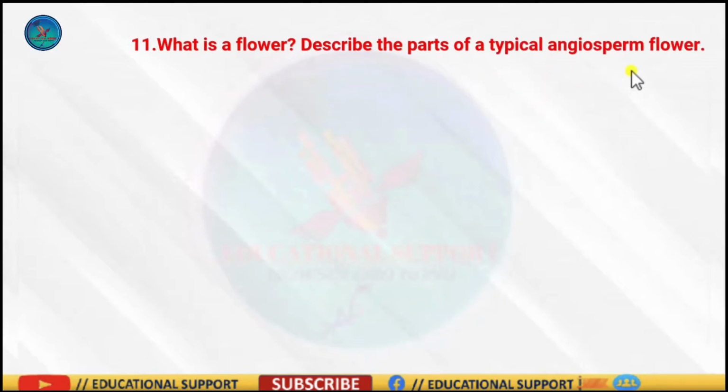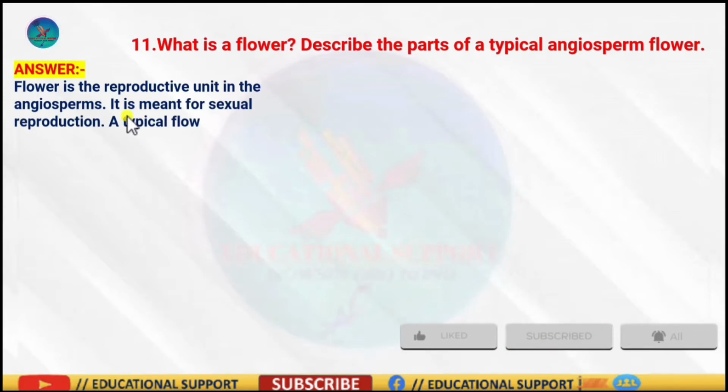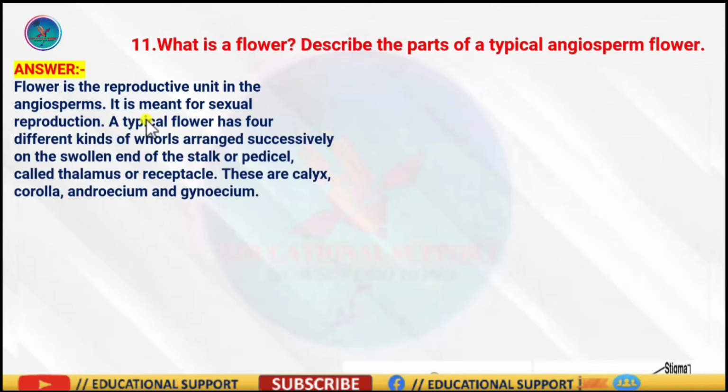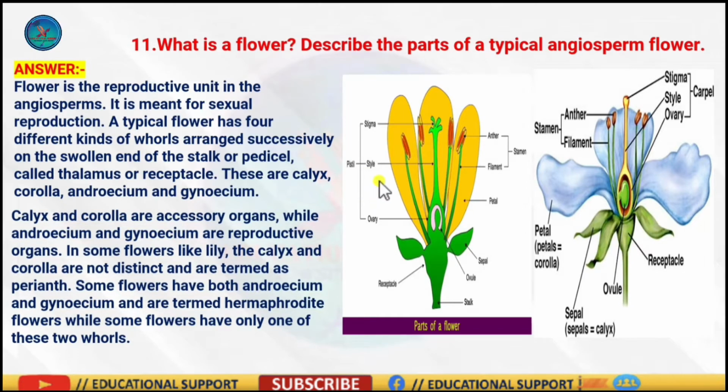Question number 11 is, what is a flower and describe the parts of a typical angiosperm flower? So basically flower is the reproductive unit in the angiosperm. It is meant for sexual reproduction. A flower has four different parts, that is calyx, corolla, androecium and the gynoecium. Androecium and gynoecium represent the male and female reproductive organs of a flower respectively. I already discussed different parts of a typical angiosperm flower in detail. Please check the video for this answer.